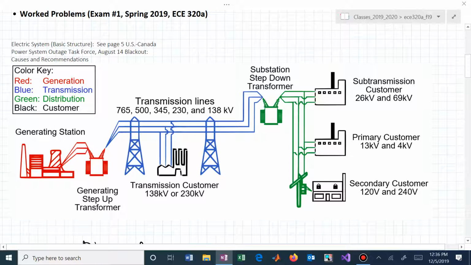Just sort of a way to think about this concept of three-phase power. And don't get too hung up on the voltage levels.